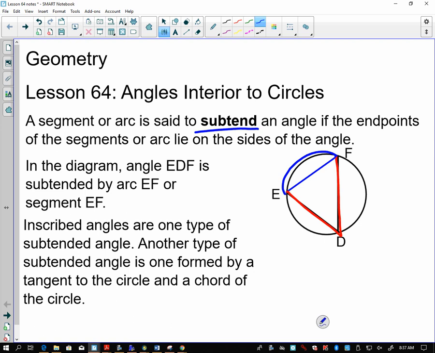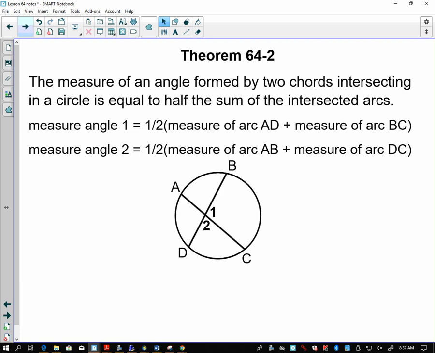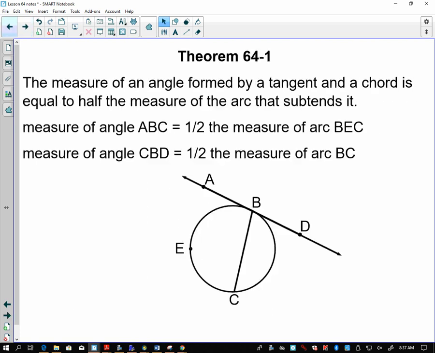angle. Another type of subtended angle is one formed by a tangent to the circle and a chord of the circle. So basically what we're going to see is this falls outside the circle. We get something like this. All right, so this is our theorem 64-1. Yeah, AD, the question is, isn't that a tangent line? Yes, AD is a tangent line. And so what we're going to see is the relationship between a chord that meets a tangent line.